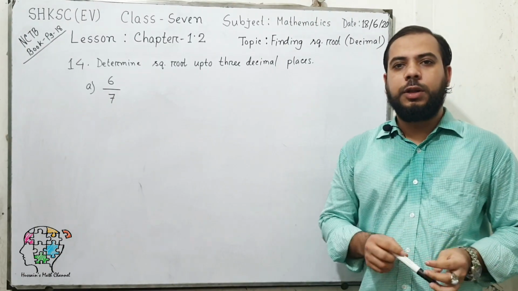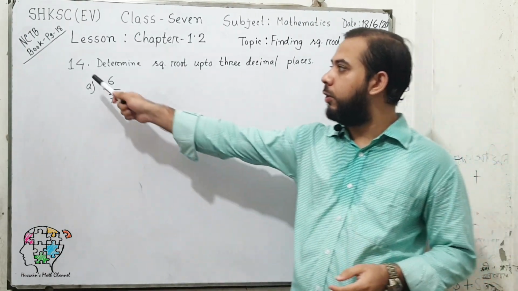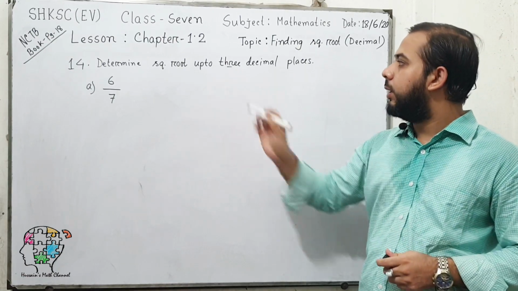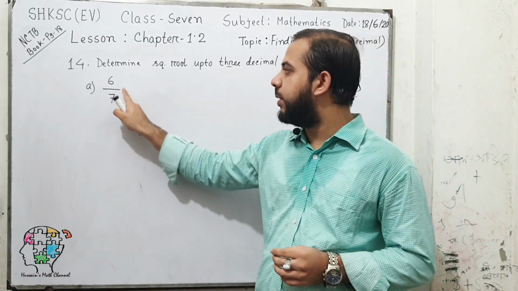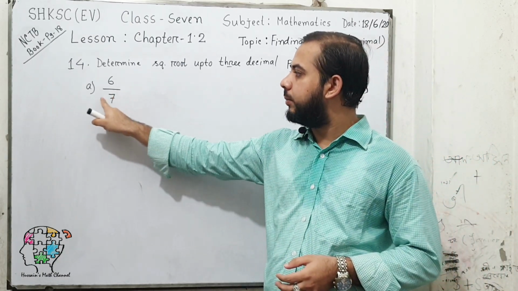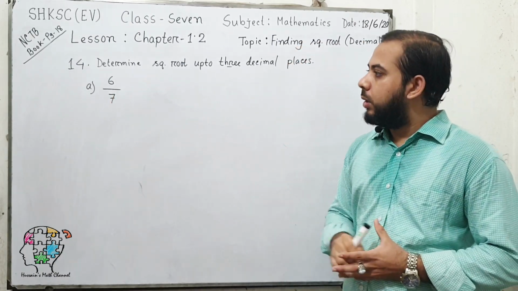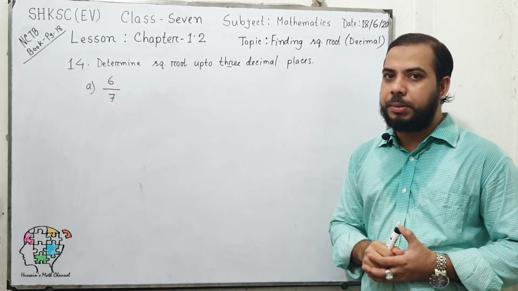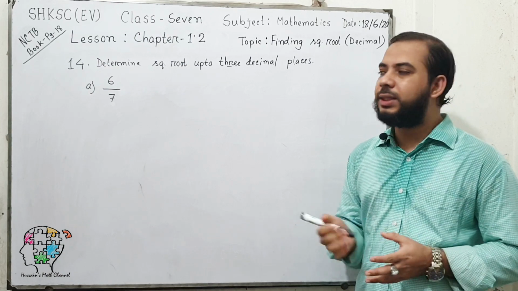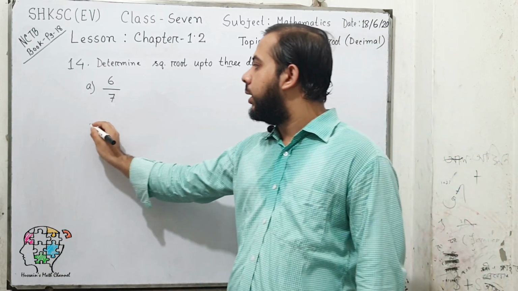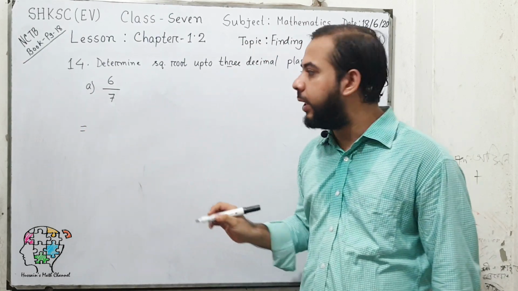Now we are going to solve a problem from question number 14. Determine square root up to 3 decimal places. We will do question number A, 6 by 7. If you can see the number of this denominator is not a perfect square number. Now we will follow a technique that will make it perfect square. Only the denominator we have to make it perfect square.